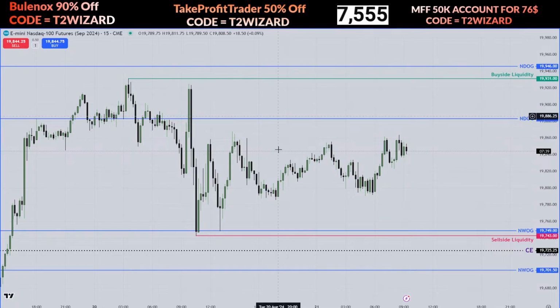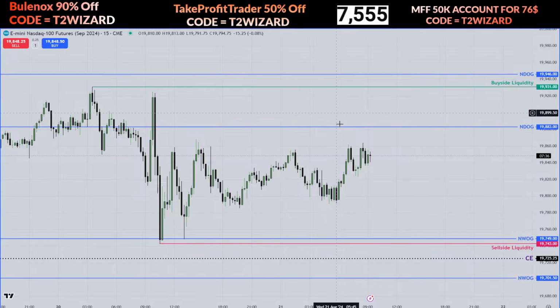Now this is the 15-minute chart for the evening Nasdaq. This is that new day opening gap. This portion is still open.